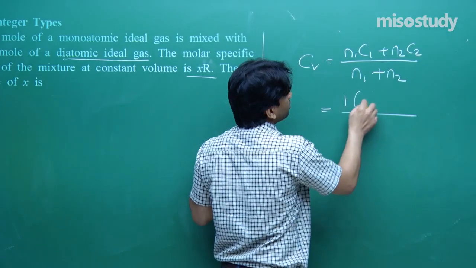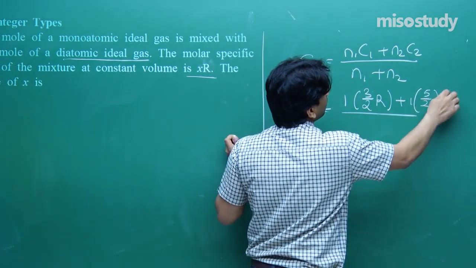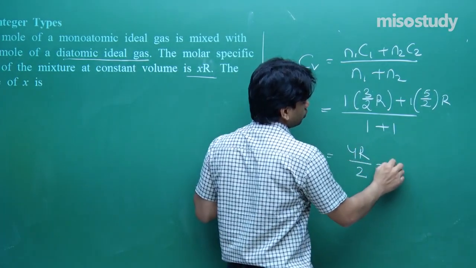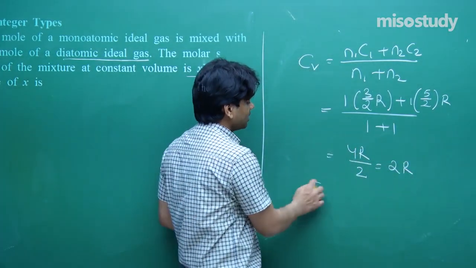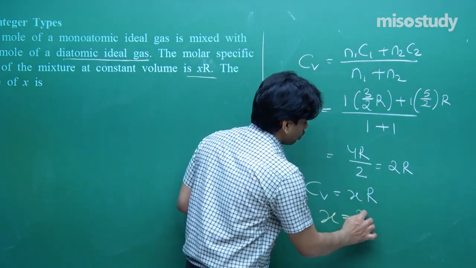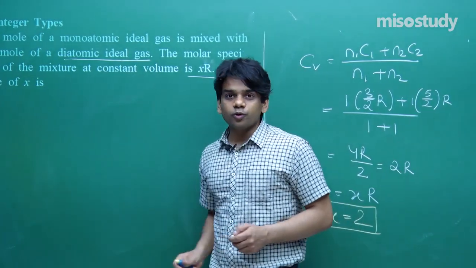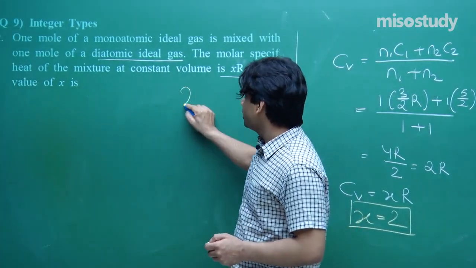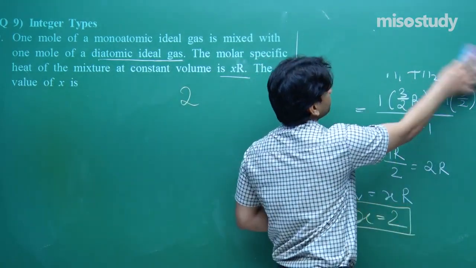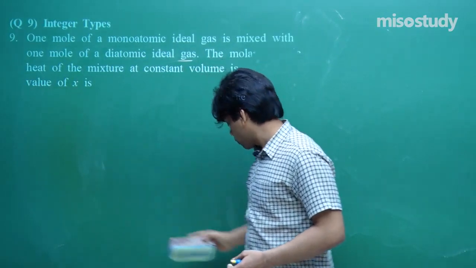N1C1 is a monatomic gas, 1 × 3/2R, plus 1 × 5/2R, divided by 1 plus 1. So again you will be getting 4R/2, which is 2R. Clearly it's given that CV is equal to X into R. Comparing this, we get X is equal to 2. This is what we obtain, X equal to 2. So the integer that you have to circle on the OMR sheet will be 2. 2 will be the answer for this. Hope that you have understood how to solve such kind of question.